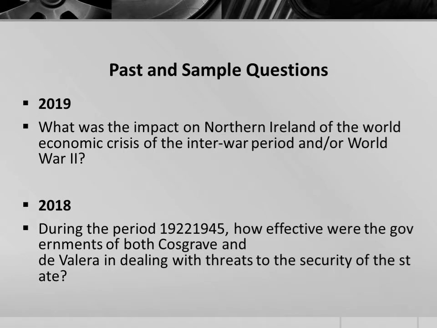Okay, then you can see in 2018 there's a question: during the period 22 to 45, how effective were the governments of both Cosgrave and De Valera in dealing with threats to security of the state? Now, this is something that I've mentioned in the previous shows on Fianna Fáil between 32 and 39, and the Cumann na nGaedheal governments between 22 and 32. And here, part of that essay would be maybe a paragraph or so on the impact World War II was having on the whole issue of threats to security. And we'll be dealing with that probably in this first video here today.